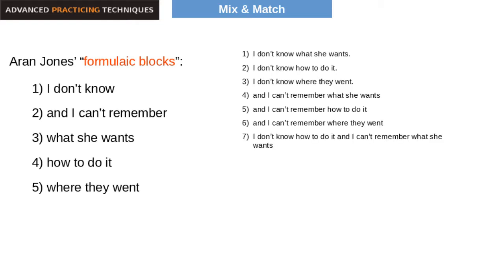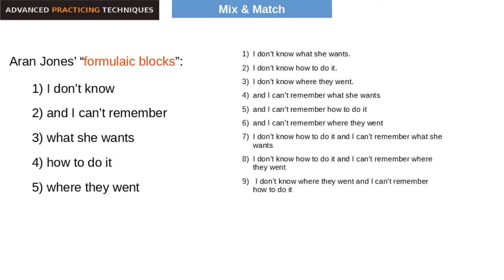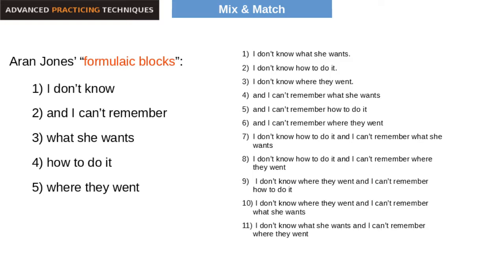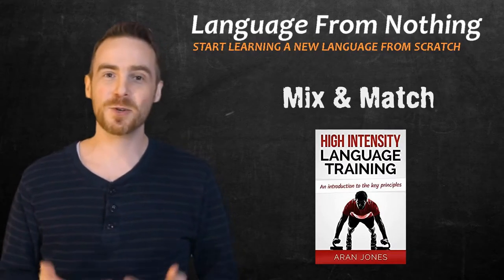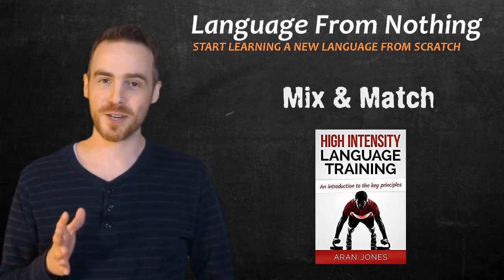I don't know how to do it, and I can't remember what she wants. I don't know how to do it, and I can't remember where they went. I don't know where they went, and I can't remember how to do it. I don't know where they went, and I can't remember what she wants. I don't know what she wants, and I can't remember where they went. I don't know what she wants, and I can't remember how to do it. Whew! That's 12 sentences you can make with only 5 phrase chunks.